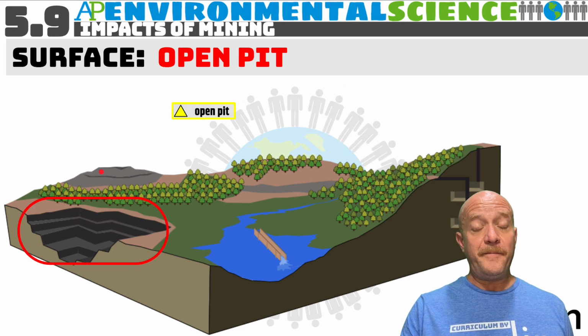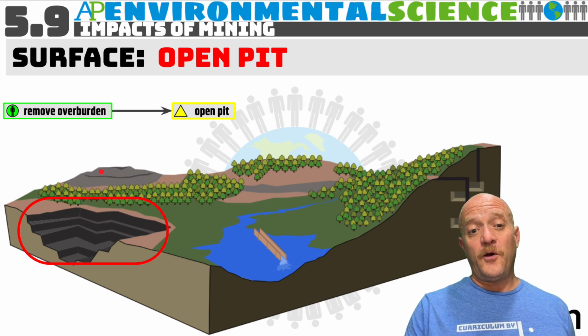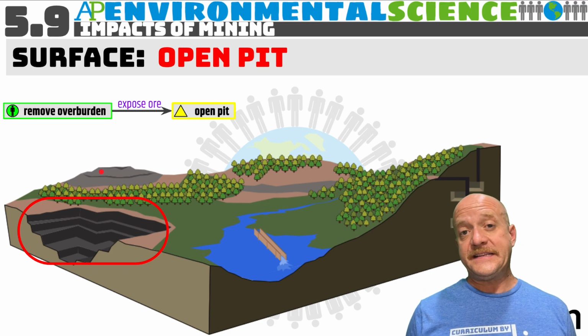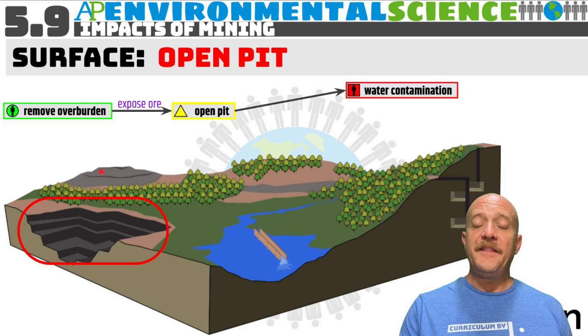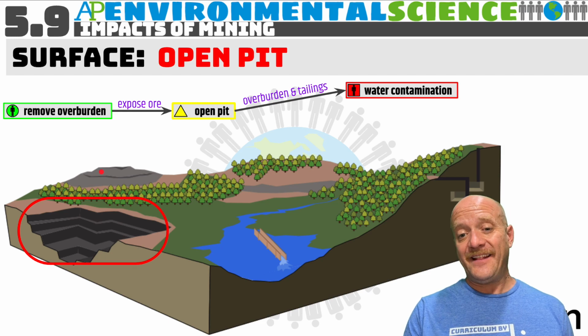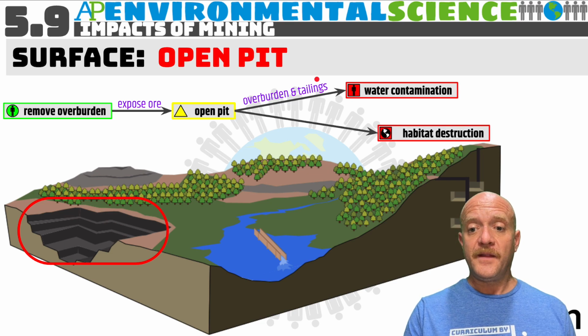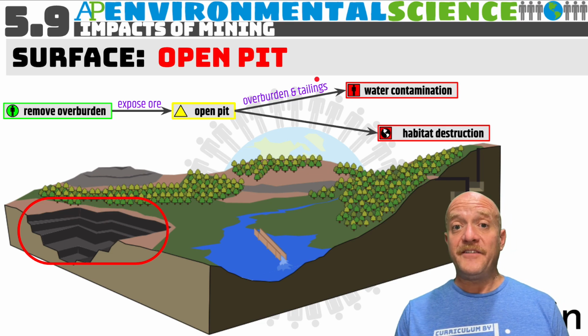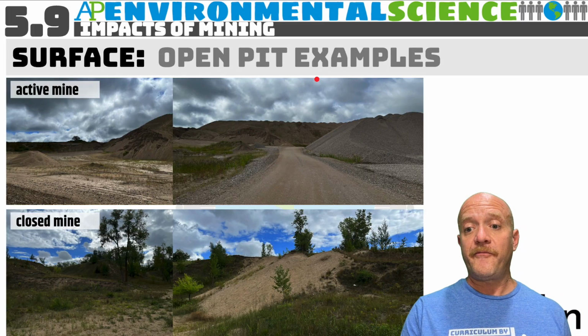An open pit mine, like this example, is where you remove the overburden to get at ore that is deeper down under the surface. There can be water contamination from the tailings and the overburden, and I'm going to go into this water contamination later on in this video. You can also have, obviously, habitat destruction because you are removing plants and soil.